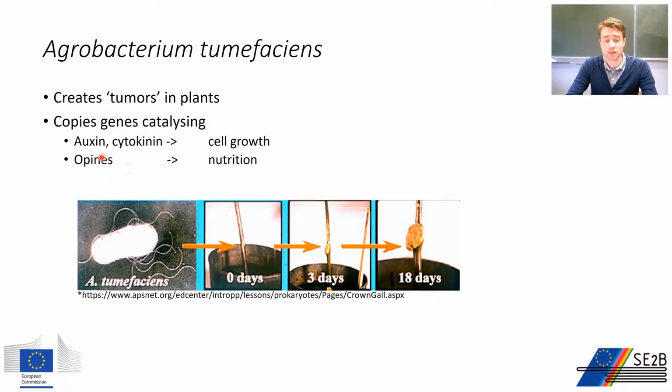So basically it can use these opines as a carbon source and as a nitrogen source, and it grows very happy on this. So it's actually very smart that it also copies in these plant hormones, because that way you make sure that the plant is growing very nice and you have a lot of cells also producing food for you. So more cells producing more food for you, and therefore you also grow better.